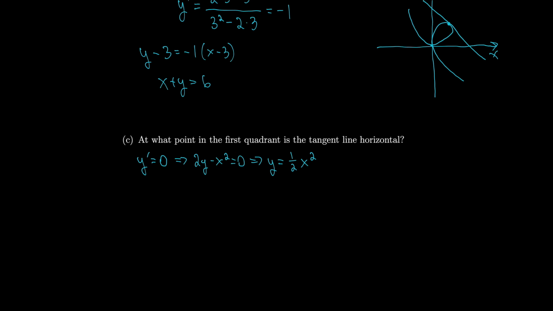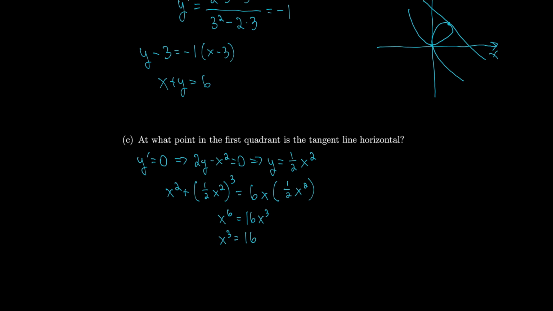So we can now plug that into the equation for the folium of Descartes. That was x cubed plus y cubed, but we now know that y is half x squared, so that's half x squared, cubed. And then that equals 6xy, so it's 6x times half x squared. We can solve for x. We get x to the 6 equals 16x cubed. So that means x cubed is equal to 16. We can divide because x is not 0 in the first quadrant.